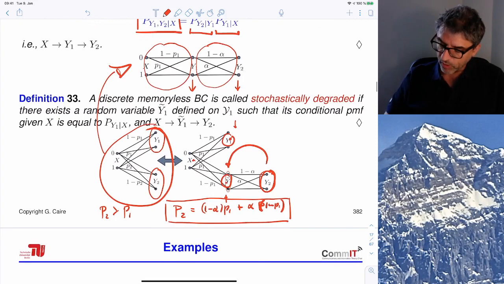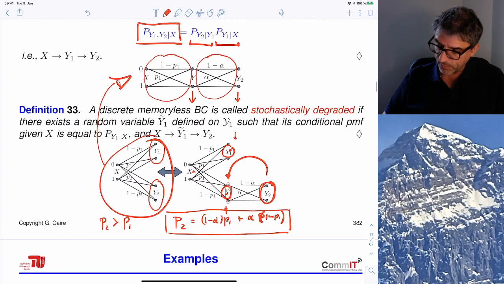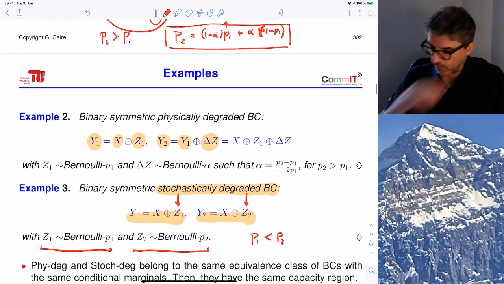So this is an important observation, because the proof of the converse is done for the physically degraded channel, because, you know, it's simple to treat. We have just one output: the output of the worse user is simply the output of the better user plus additional noise.